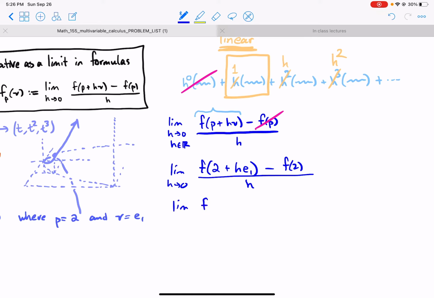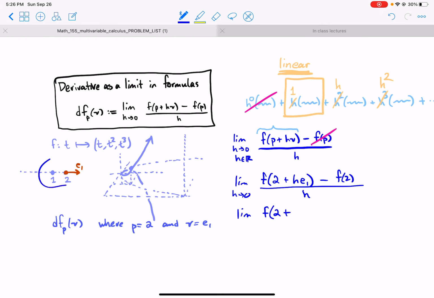Okay, so let's keep going, the limit. And now f of 2 plus, well, e1, because we're in just one-dimensional space, we'd think maybe it's 1, 0, but we're not even in two-dimensional space. So e1 is just the number 1. It's just a movement of one unit in one dimension. And so I just have an h. f of 2 plus h minus f of 2 over h, limit as h goes to 0.